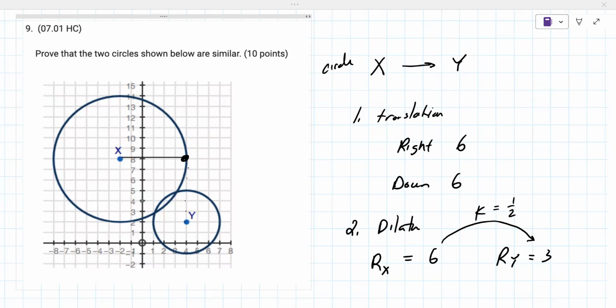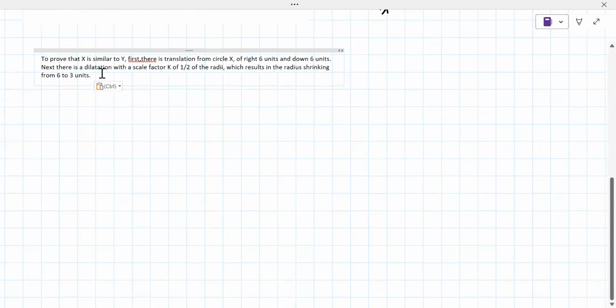To prove that circle X is similar to circle Y, you've got to be more specific. You might say a translation and dilation are required, or must be shown. Then you can go to that sentence there. First, there's the translation of circle X, right. Next, there's a dilation with scale factor k of 1/2. Perfect. That's really good. That'll do it.